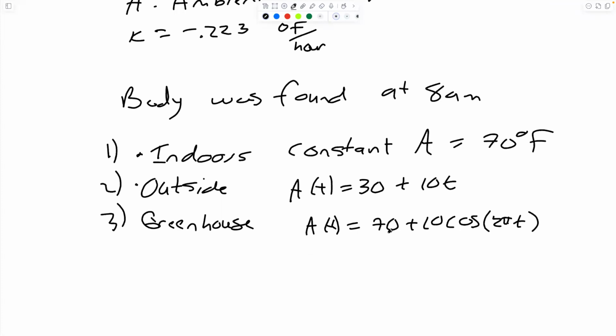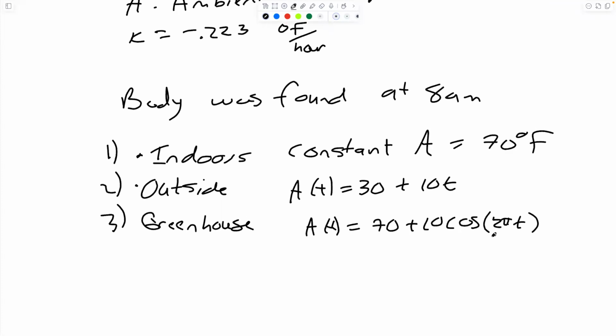Okay, so the ambient air temperature is 70 degrees, but it's going to oscillate above and below 70, up to 80 and down to 60. And again, you're going to make up some scenario where we found the body, but we're not sure where it's been stored for the last few hours. Has it been sitting outside the entire time, or was it in this building that we found it next to, and then somebody just moved it outside? Or maybe it was over in this greenhouse across the way and somebody just moved it outside.